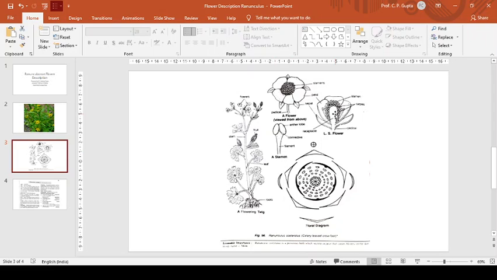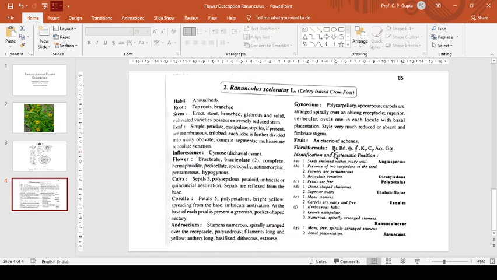This is one anther. This is one flower. This is a twig. And this is the floral formula. Fruit: an etaerio of achenes. And the floral formula is bracteate, bracteolate, actinomorphic, hermaphrodite, K5 free, C5 free, androecium indefinite, gynoecium indefinite, apocarpous, and superior.